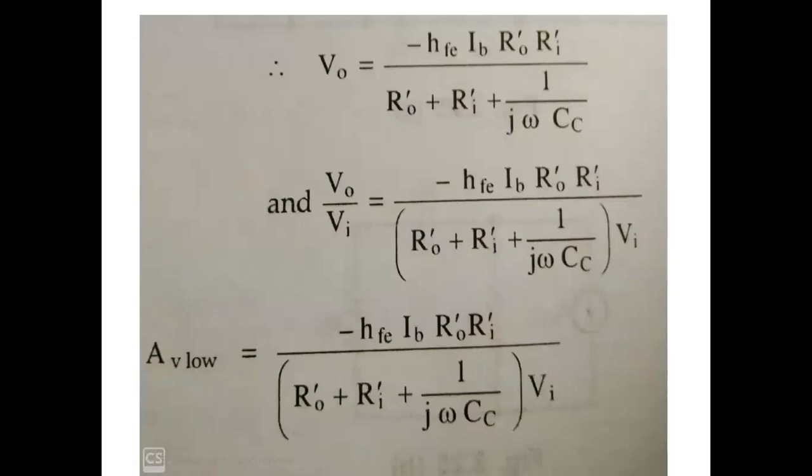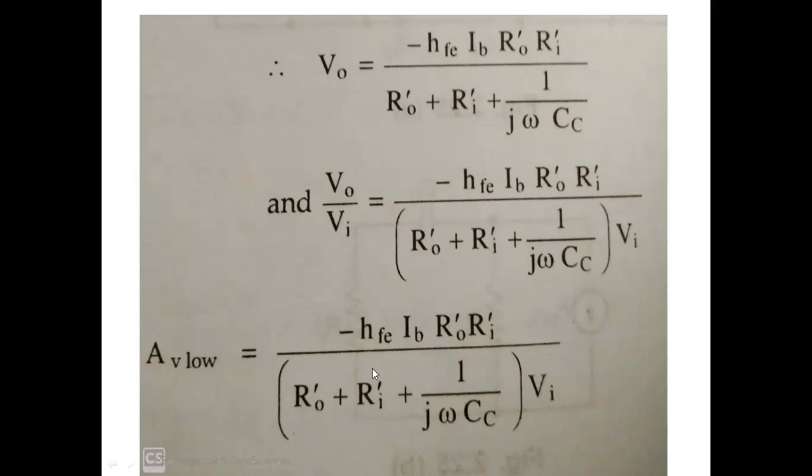But here we want to find out the gain. So V0 by Vi is equal to minus, we are dividing this term with Vi. So V0 by Vi is equal to minus hFE IB R0 dash RA dash by R0 dash plus RA dash plus 1 by j omega Cc into Vi. What is V0 by Vi? V0 by Vi is the voltage gain at lower frequencies, that is represented as AV low is equal to this value.